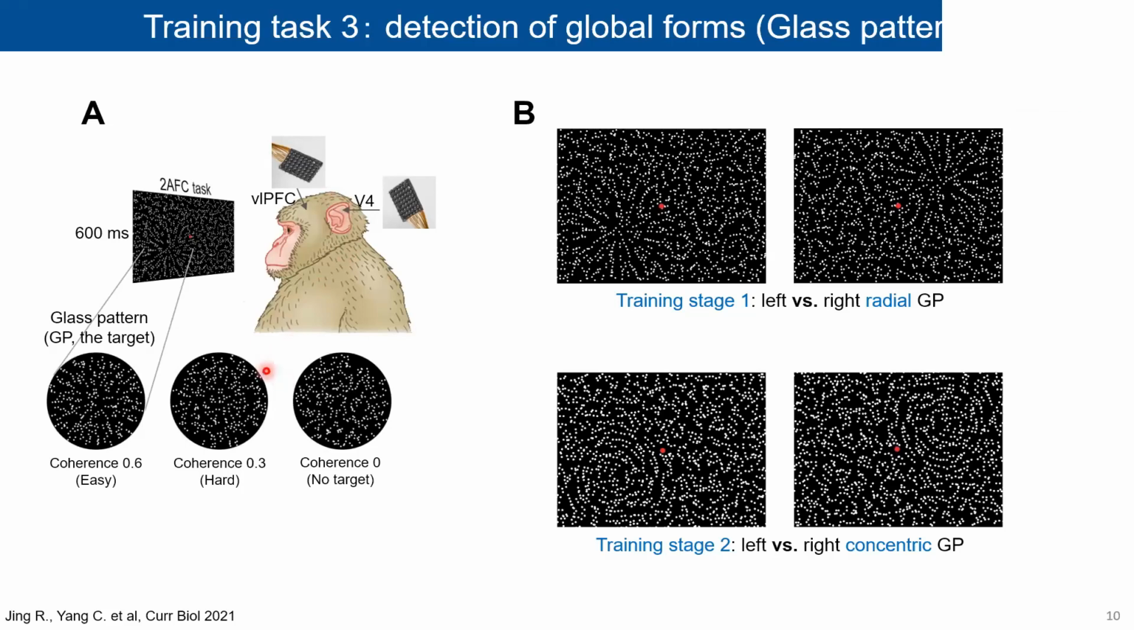In this task, the glass patterns were generated within a full-screen background of random dots. The saliency of the target was controlled by varying the proportion of coherent dots forming the glass pattern, which took the radial or concentric form. For example, for coherence 0.3, within the target area, 30% of dots are coherently organized, but 70% of dots are just random. To examine possible stimulus specificity of the learning effect, we first trained the monkeys to detect the radial glass patterns for several weeks, and then to detect the concentric glass patterns.